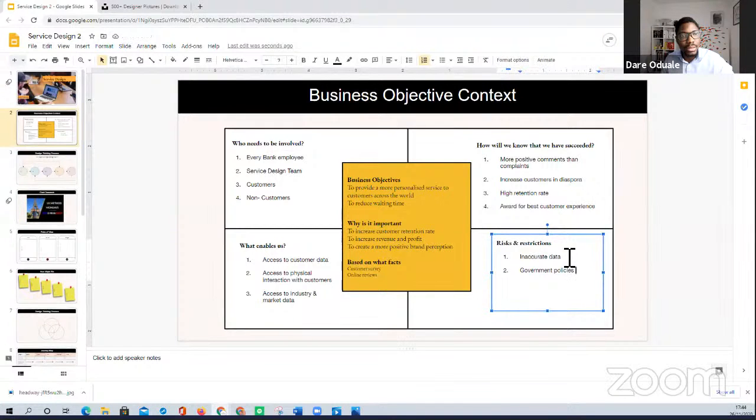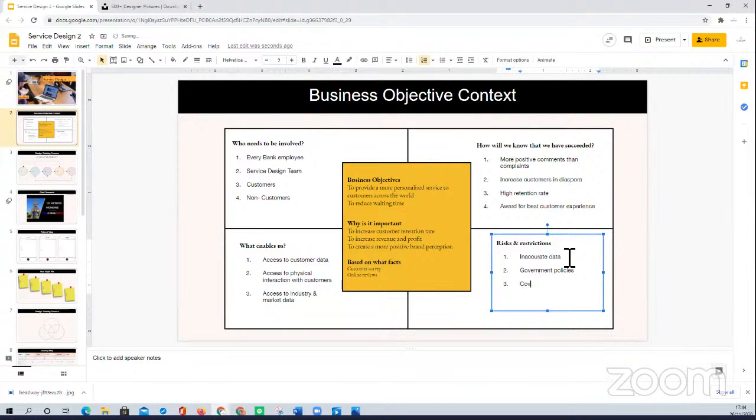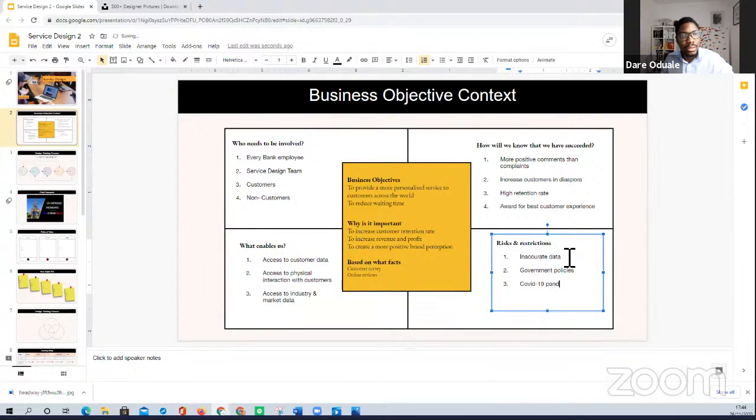But if we're working on this in a more real scenario, you don't just call out government policies because it's a bit vague. There should be a particular policy that you can call out as a challenge. So the COVID-19 pandemic is a restriction, but in actual sense, it's not a risk.